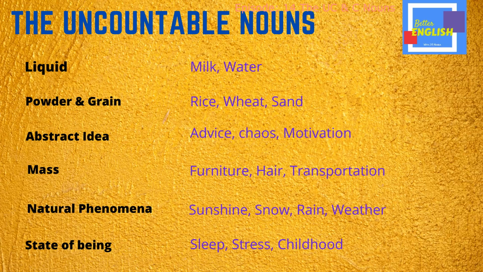The fourth type is mass. Example, furniture, hair, transportation. The fifth type, natural phenomena. The examples are sunshine, snow, rain, weather. The sixth type of the uncountable noun is the state of being. That is sleep, stress, childhood.